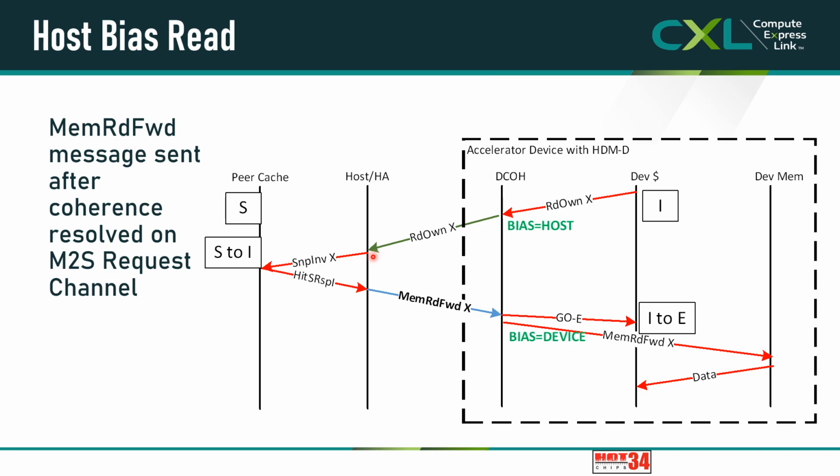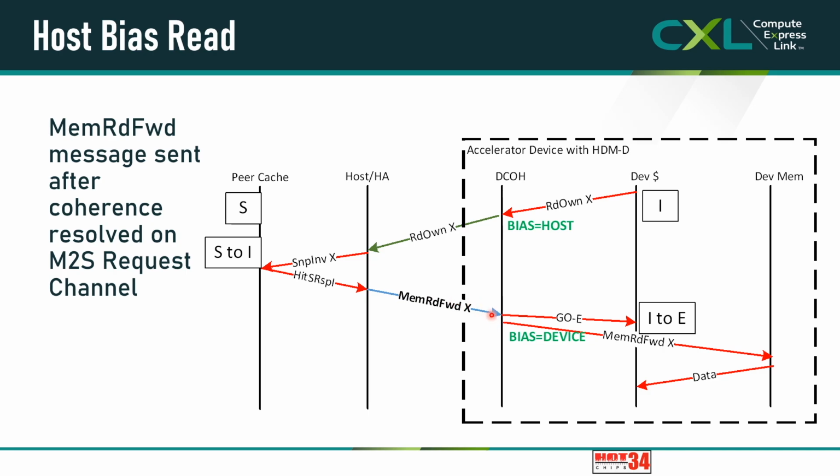The host gets this read to X. It resolves coherence by snooping the peers, and in this case, it decoded this address X as being owned by the device that sent the request. So it does a special flow where it sends this mem read forward command on the CXL mem request channel to basically tell the device, hey, I resolved coherence for address X, go ahead and read it from your local memory.